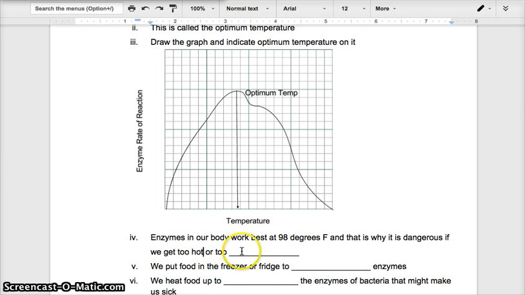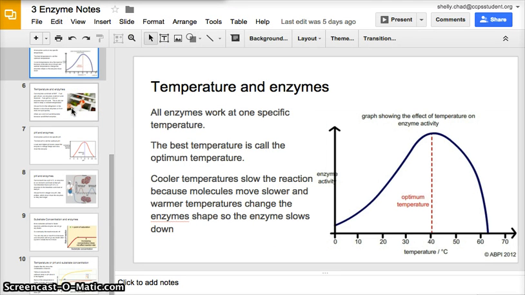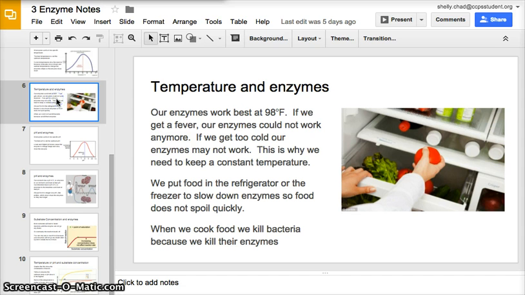So if we run a fever or if we get hypothermia, we can die because our enzymes will no longer work at those temperatures and we won't be able to do any reactions. The reason why it doesn't work as well at colder temperatures is because the substrates slow down, so they don't bump into the enzyme as quickly, so it slows down. And the reason why it doesn't work at high temperatures is because the enzyme starts to change shape, so it doesn't react as fast.